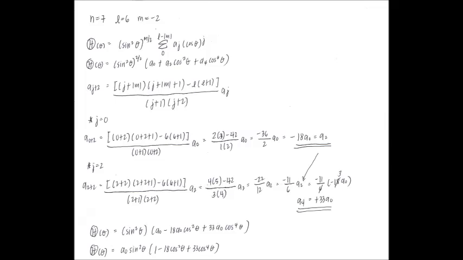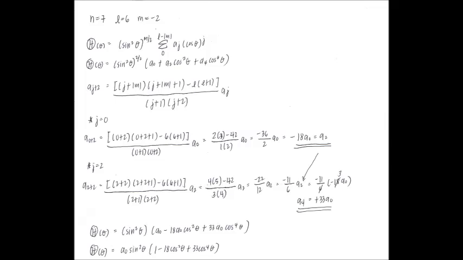So, we need to convert the a2 and a4 to a0 by using the recursion relation formula. The recursion relation formula is a(j+2) equals (j plus absolute value of m) times (j plus absolute value of m plus 1) minus L times (L plus 1), over (j plus 1) times (j plus 2), times aj.